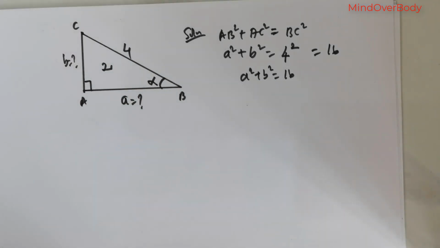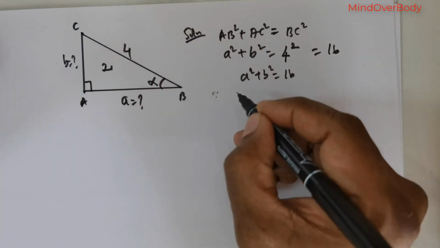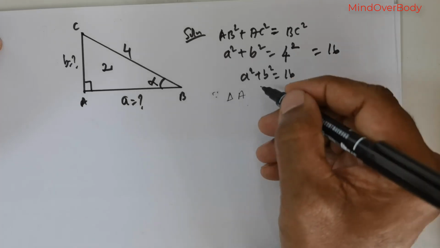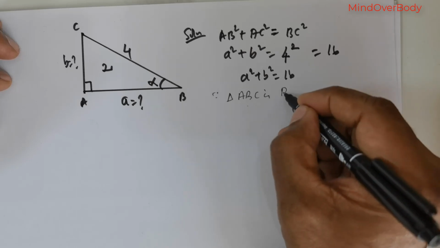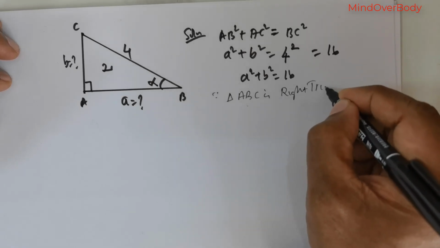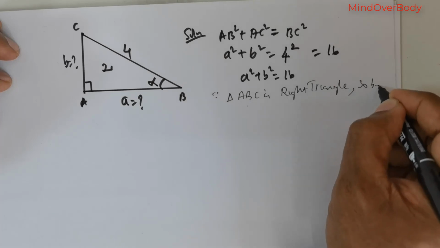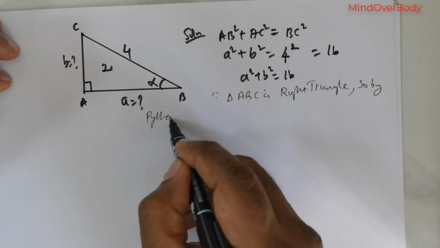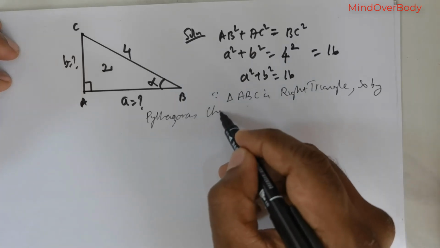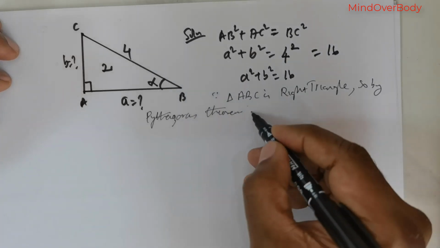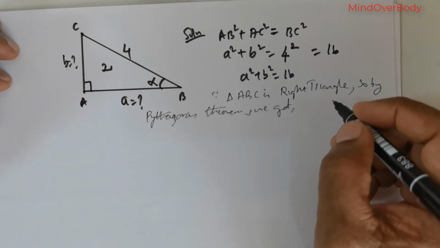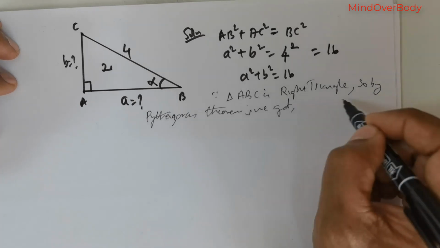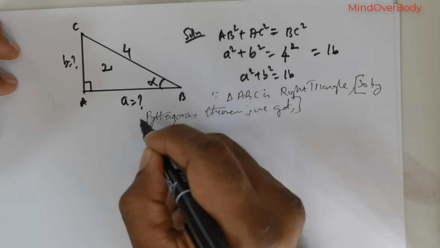Okay, fair enough. Now let me utilize the area of the triangle. Since triangle ABC is right triangle, so by Pythagoras theorem we get, so what is this, in fact I don't need to use Pythagoras theorem, so let me just cancel this off.